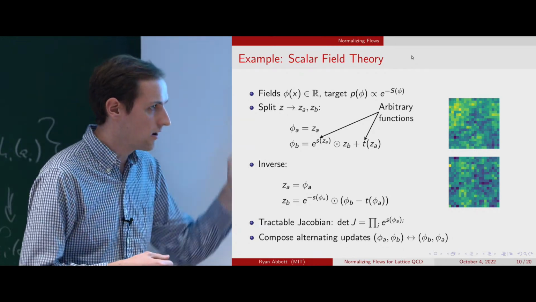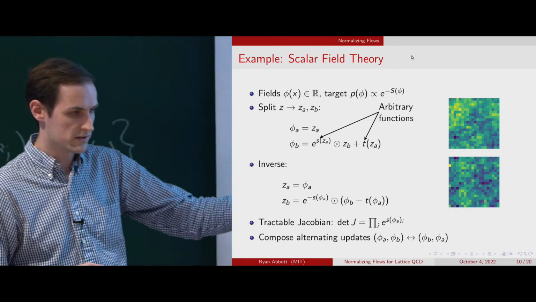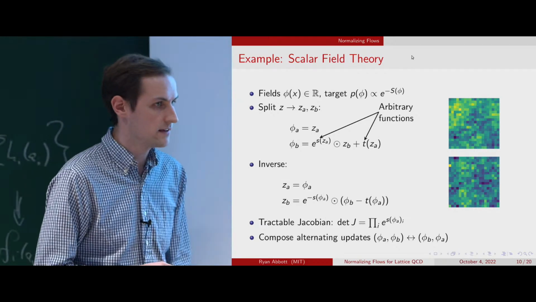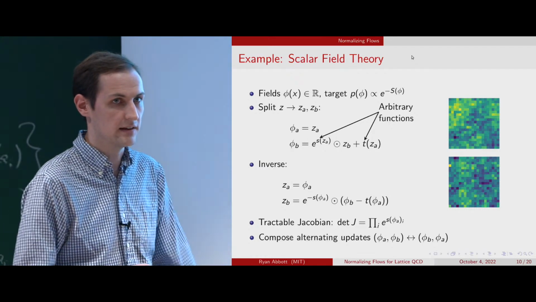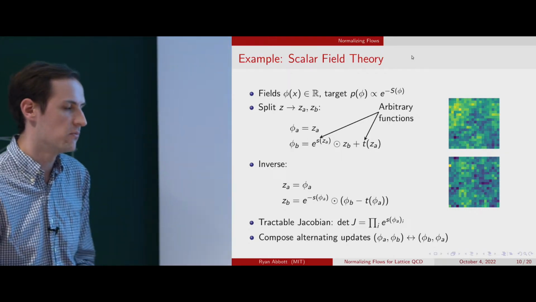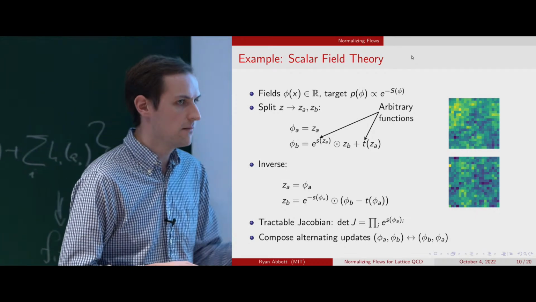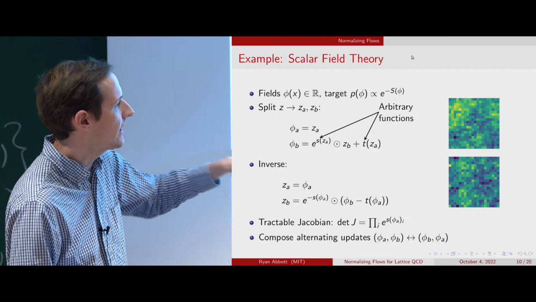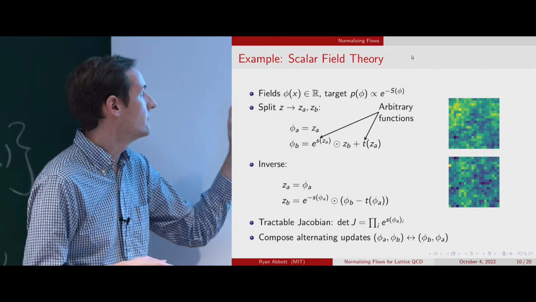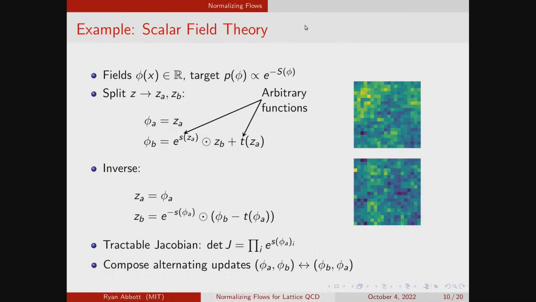So we split our prior variable up into 2 different parts. And for the first part, this ZA, we just output it immediately. Our output is the exact same thing as the input. We call these variables frozen because they don't change. But then for the second variable, we do this kind of point-wise rescaling and translation via these arbitrary functions S and T that only depend on the frozen variables. So it's actually quite easy to see that this is an invertible map.